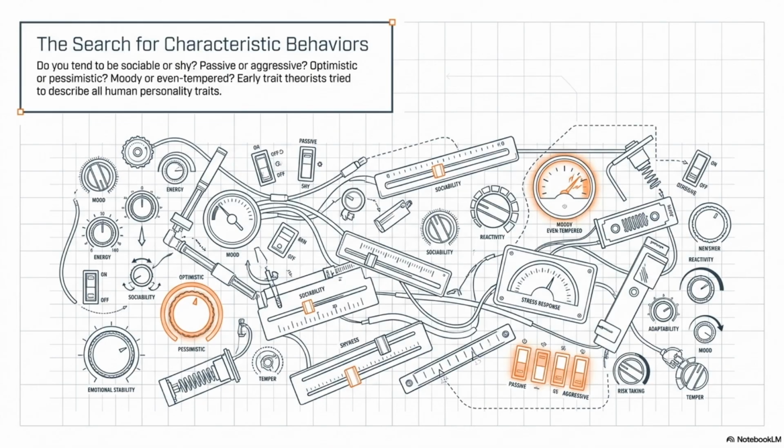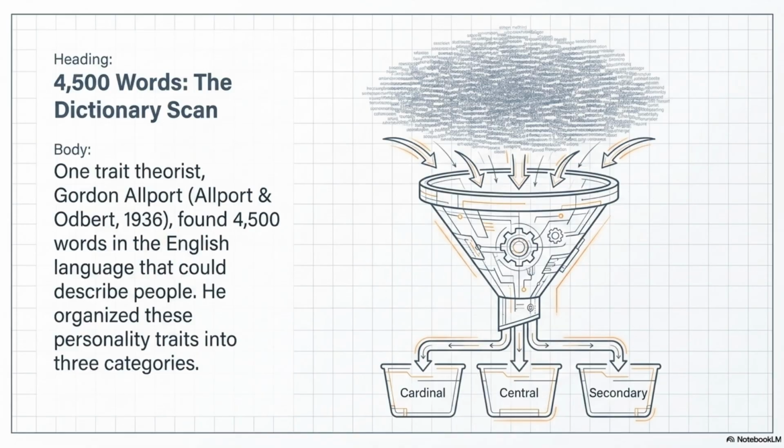Because early on, psychologists literally just opened a dictionary, didn't they? Yeah, they really did. Gordon Allport basically scanned the English dictionary and found, get this, 4,500 words describing human traits. Wait, 4,500? Exactly. It was a massive, messy pile. But he tried sorting it into three buckets, which were cardinal, central, and secondary traits.